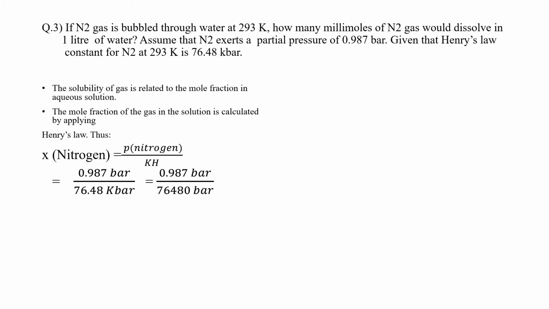Now, on putting the values, the partial pressure of the gas is given, that is 9.87 bar, divided by the value of kH, Henry's law constant, that is 76.48 kilobar. On converting this kilobar into bar, we multiply this term by 10 to the power 3, and we get 76480 bar. Now the value of solubility, or the mole fraction of nitrogen, comes out as 1.29 into 10 to the power minus 5.